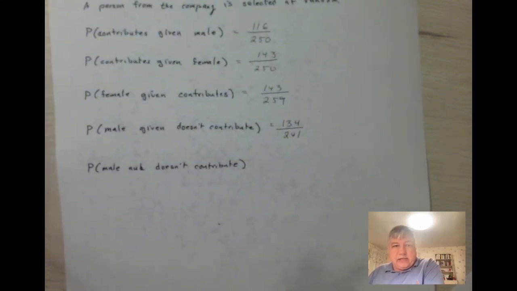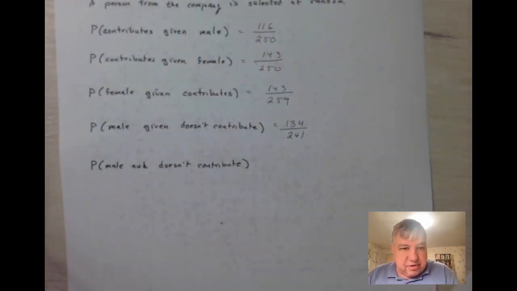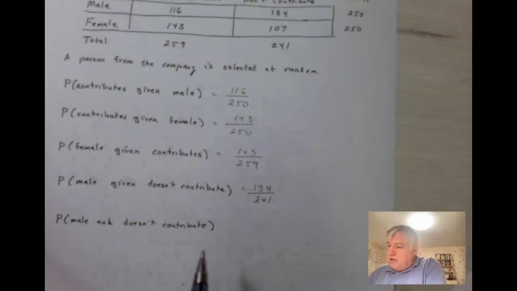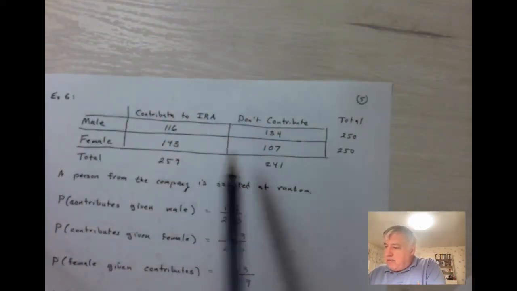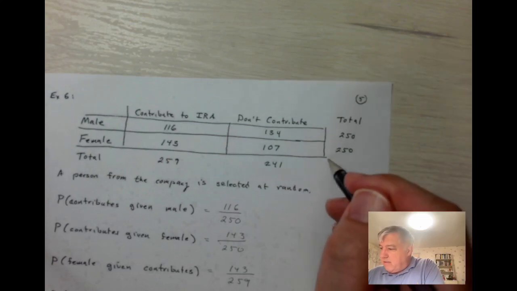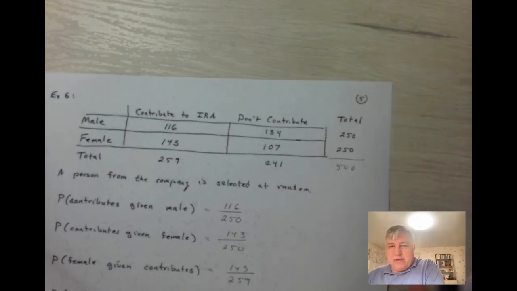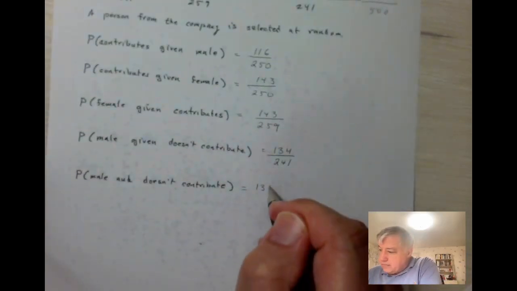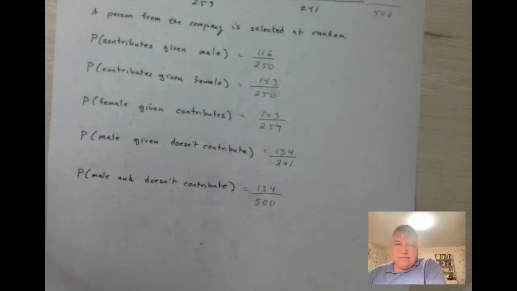And then the last probability is not really a conditional probability, it's just what's the probability that the person is male and doesn't contribute. And when you have enough information here, you don't have to go and use the formula. You can just say, well, here we are, this is what we want. That 134 people don't contribute and are male, and the total number of employees is 500, right? So the probability that they're male and don't contribute is 134 out of 500.